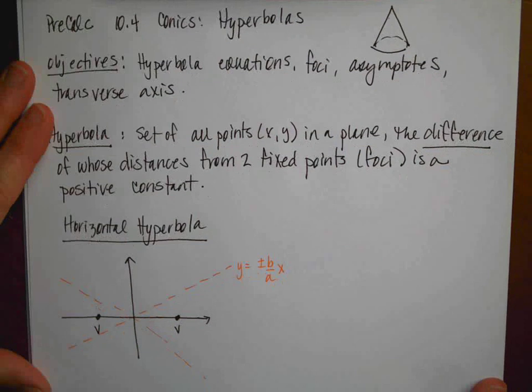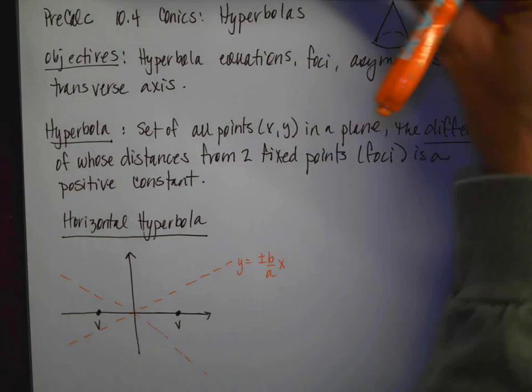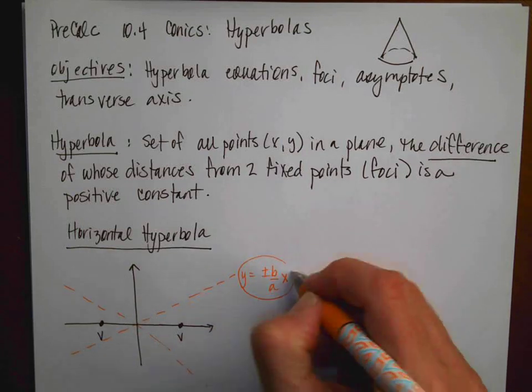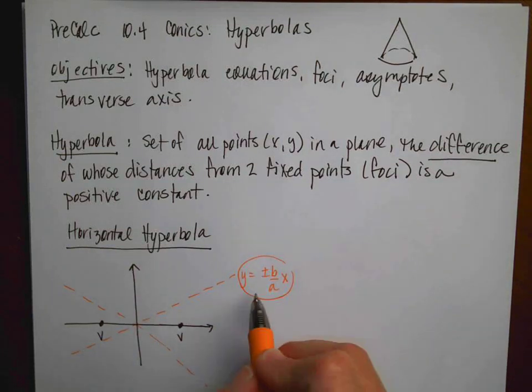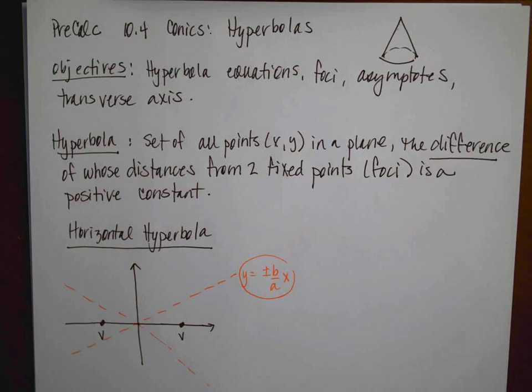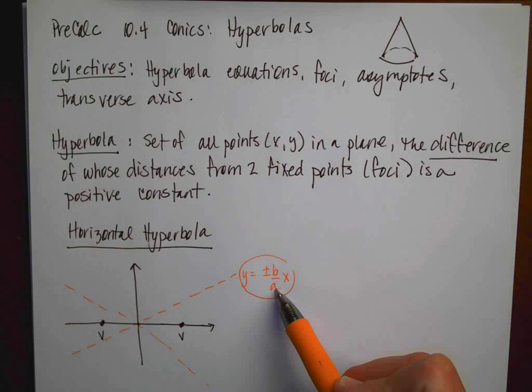So let's have a conversation about what your book does and what I'm going to expect you to do. The book would have you apply translations to the asymptote equations. I am not. If you can get this point and understand that the asymptotes always go through the center of the hyperbola, I'm a happy camper. But when you're checking your answers in the back of the book, they're often going to have an h and a k, because that's what it's going to take to get you to the center of the hyperbola.